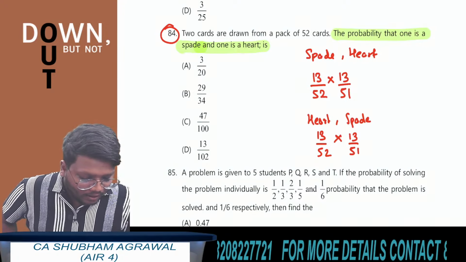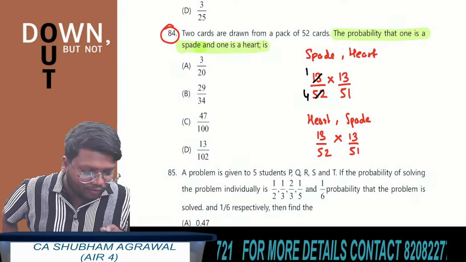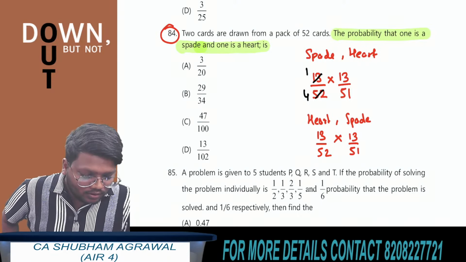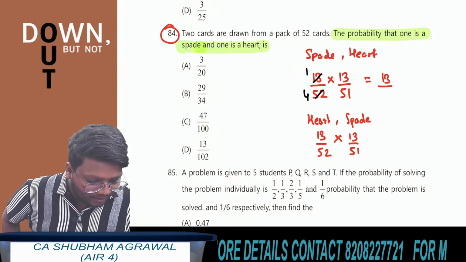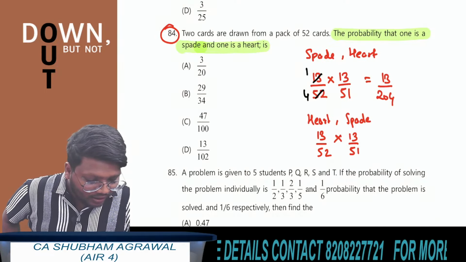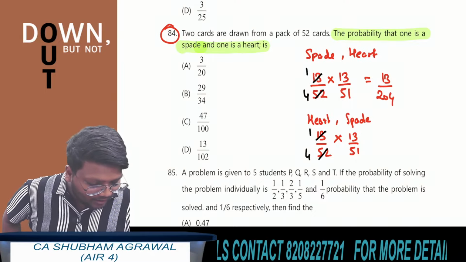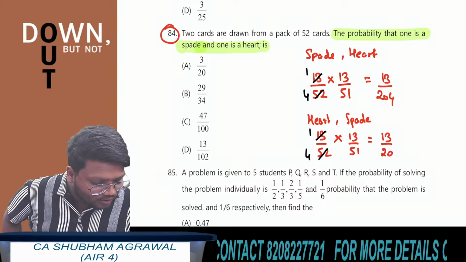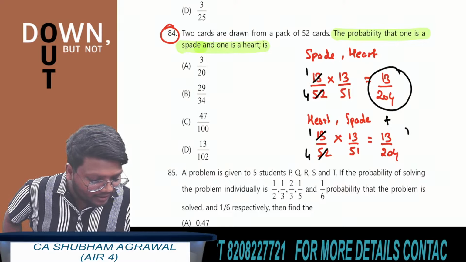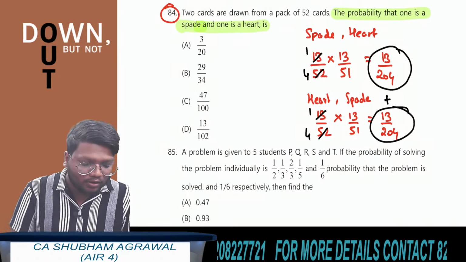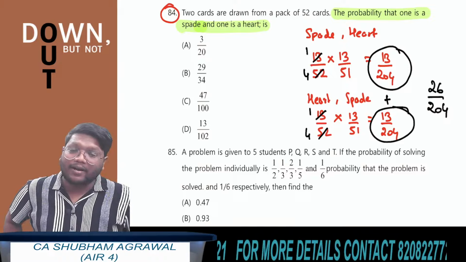And here see, you can simplify this. 13 ones are 13. 13 multiplied by 4 is 52. So what we are getting here? 13 divided by 51 multiplied by 4 is 204. Again you will get the same thing here. 13 ones are 13 and 13 fours are 52. You will get this as 13 by 204. Add these two probabilities. 13 by 204 plus 13 by 204. What you are getting? 26 by 204.